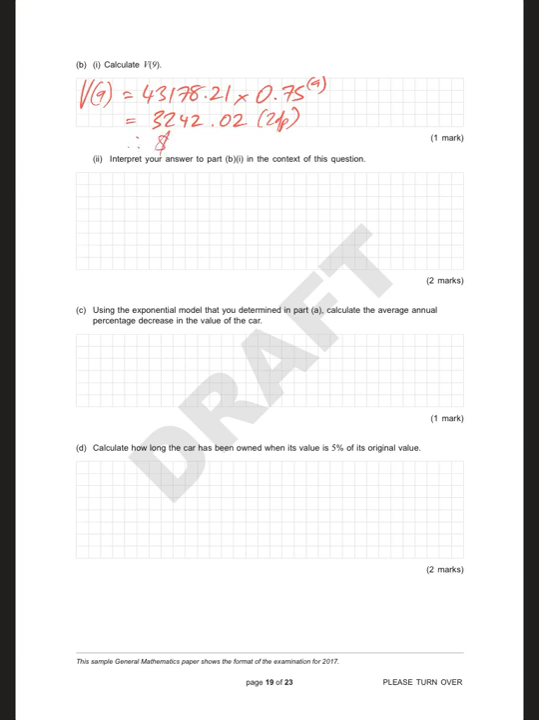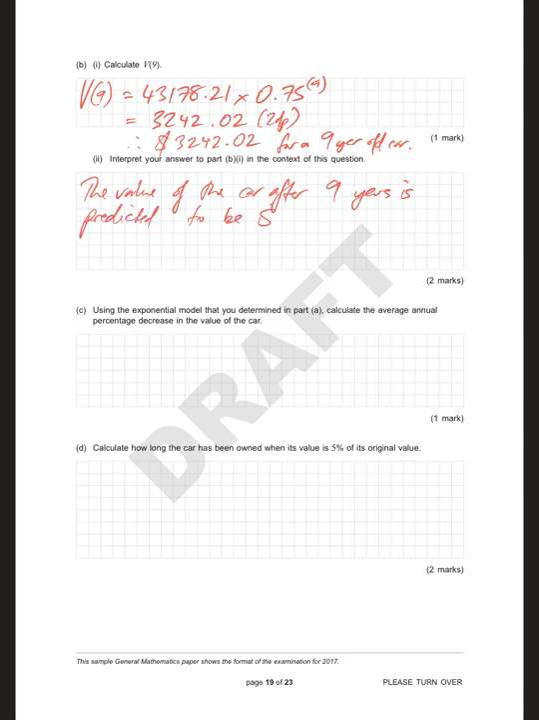Therefore, $32.42.02 for a 9-year-old, I believe it's age. Your old car. Interpret your answer to be. No. I have to answer the same thing again. The value of the car after 9 years is predicted to be $3242.02. It's 2 decimal points.